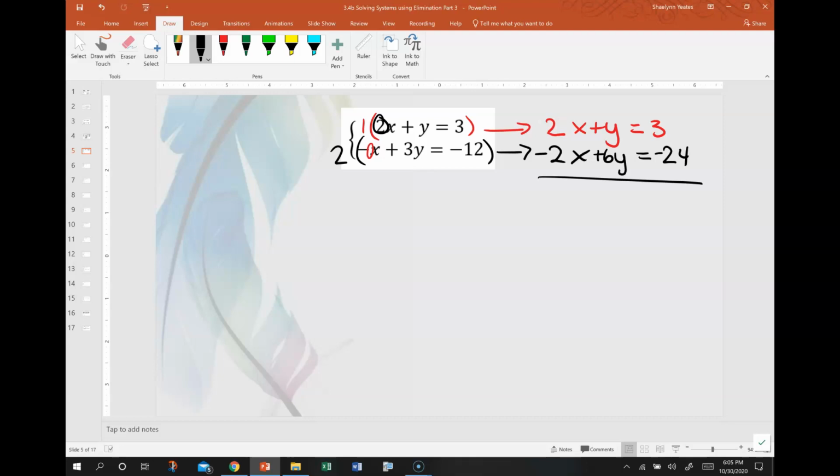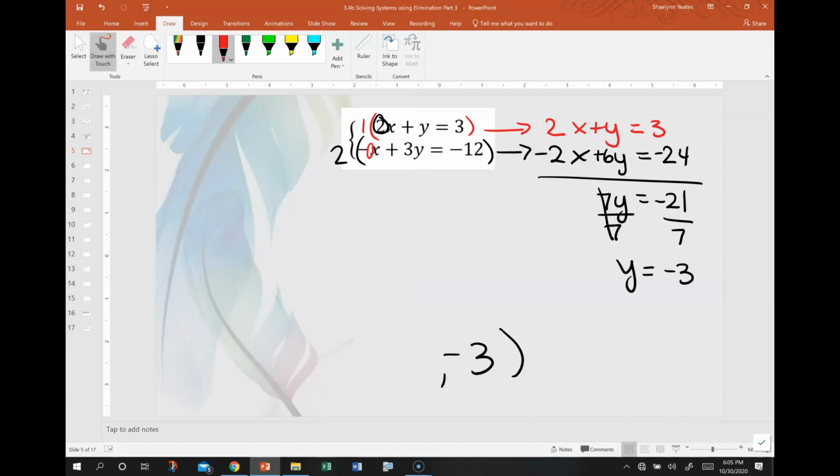Now we'll just add like terms. So we've got 2x plus negative 2x is 0x. 6y plus y is 7y. And 3 plus negative 24 is negative 21. From here I can divide both sides by 7, and I just get y equals negative 3. So I have half of my answer already. Beautiful.